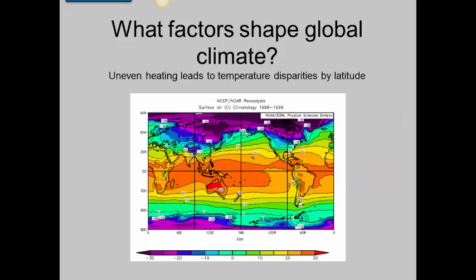This figure shows us the impact of this uneven heating of the planet. The lines in this map represent isobars, so areas where the temperature is the same on the planet. And we can see here that due to the uneven heating of the planet by the sun, the regions near the equator are much warmer than the regions of the planet that are at the extreme northern and southern poles.